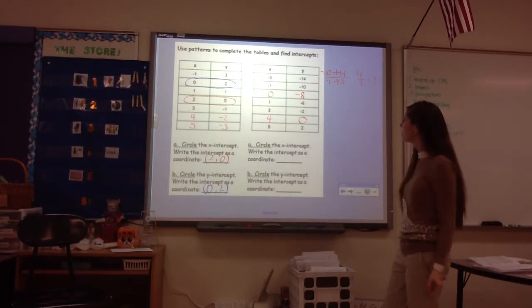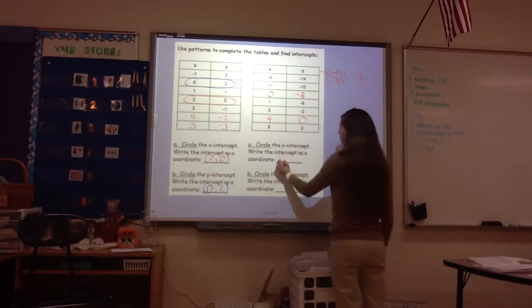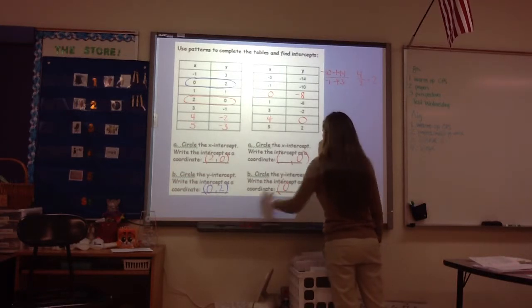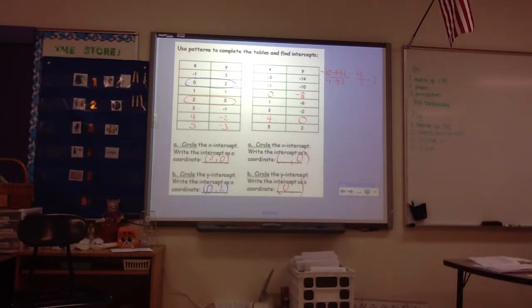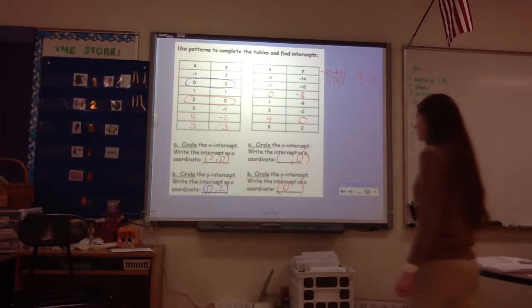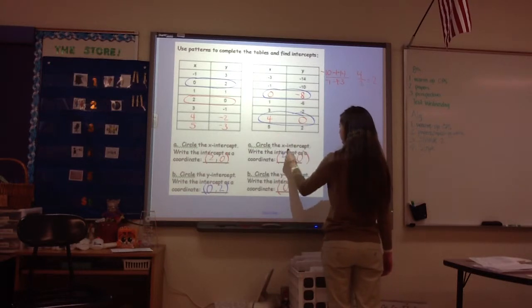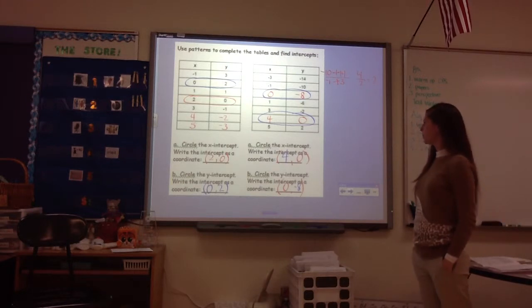It's pretty awesome. So now you need to decide the x and the y intercept. Please take a moment and find those points. Hopefully that's what you came up with.